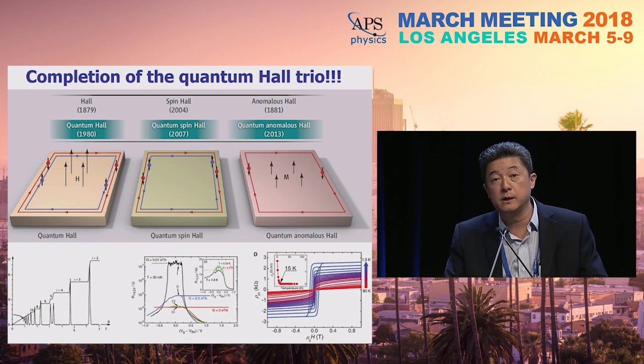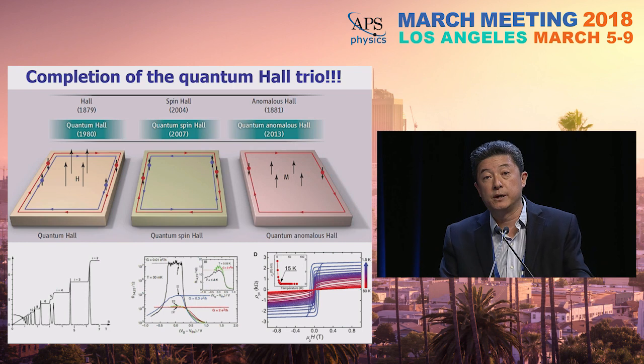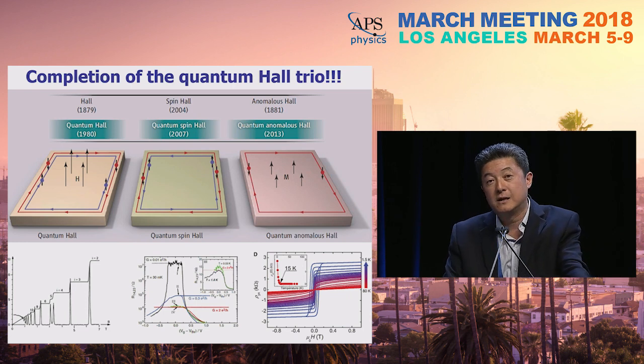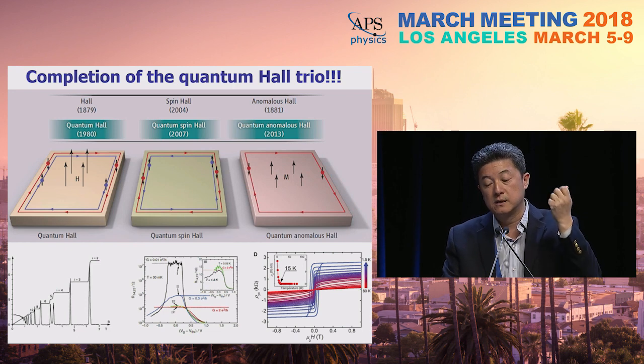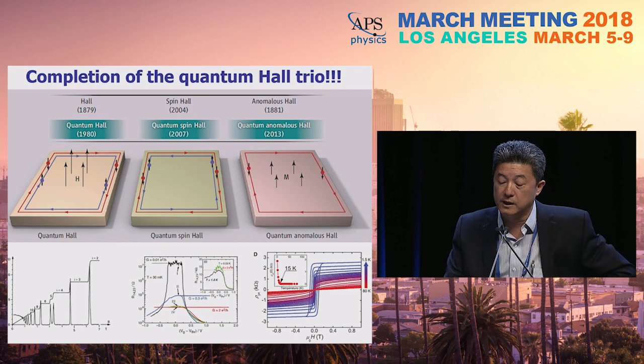So this is really an exciting moment to celebrate in the history of condensed matter physics, a search that has lasted maybe even longer than the search for gravitational waves, namely the completion of the table of all 6 Hall effects, the 3 classical Hall effects and 3 of their counterparts.